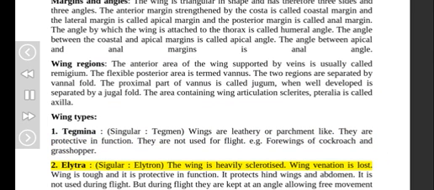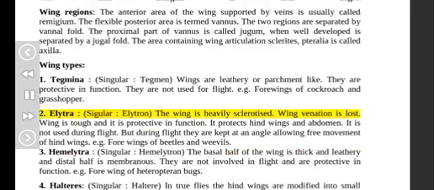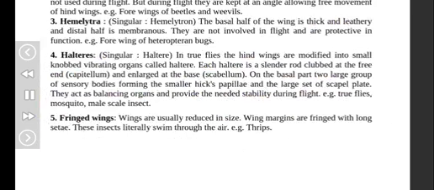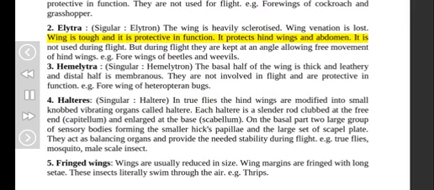2. Elytra, singular elytron. The wing is heavily sclerotized. Wing venation is lost. Wing is tough and it is protective in function. It protects hind wings and abdomen. It is not used during flight, but during flight they are kept at an angle allowing free movement of hind wings. E.g., forewings of beetles and weevils.